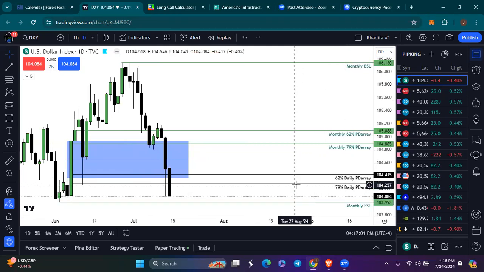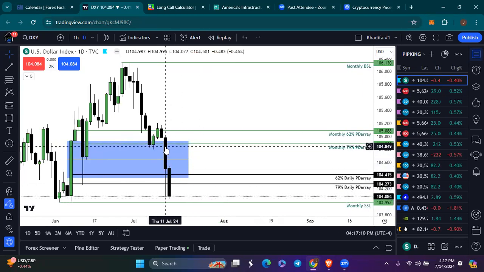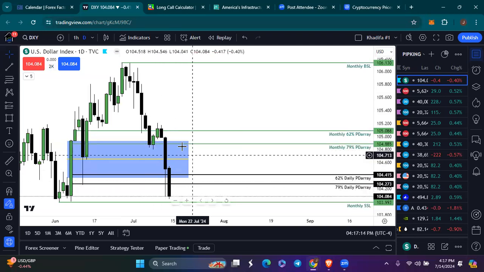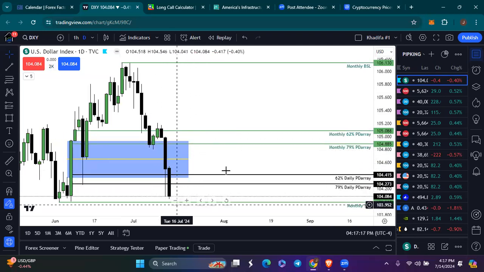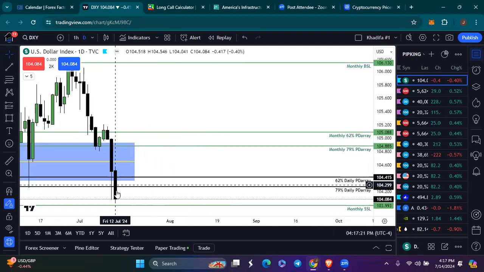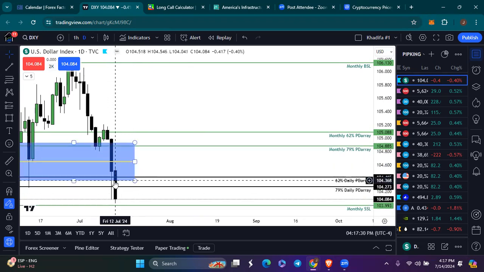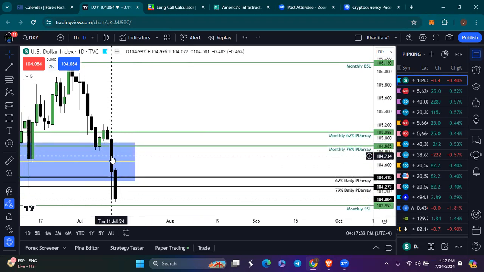And then price to get back above this monthly sell side liquidity, and start to pull back up into this imbalance, right? For the first half of the week. That's what I would like to see out of the dollar index. I would like to see us open with a gap lower, get back above the monthly sell side liquidity, and pull back up into this imbalance that we created last week.